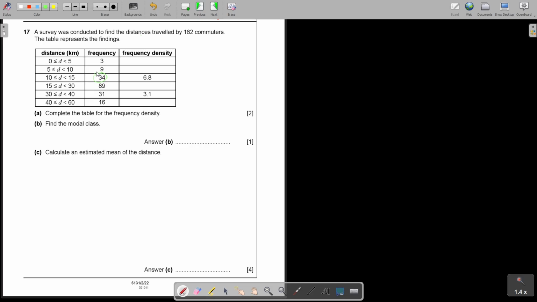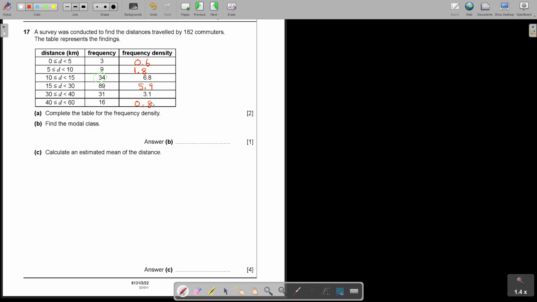So you continue doing it. In this case, 3 divided by 5 gives 0.6. Then 9 divided by 5 is 1.8. Then 89 divided by 15, because 30 minus 15 is 15, and you get 5.9. Just write it in. Then 16 divided by 20, and it's 0.8. Okay, so we completed it.